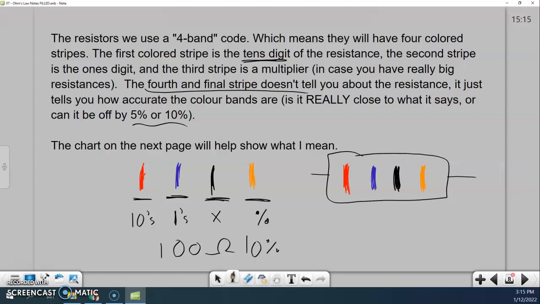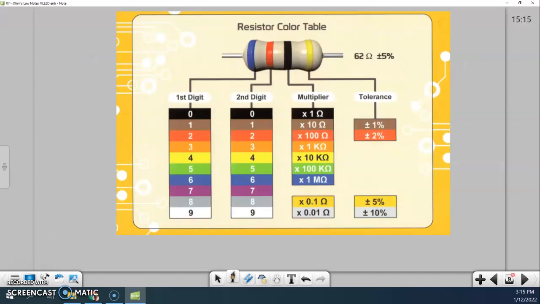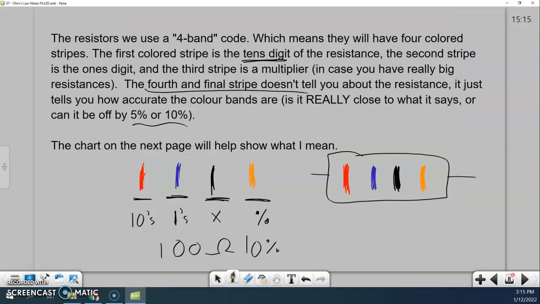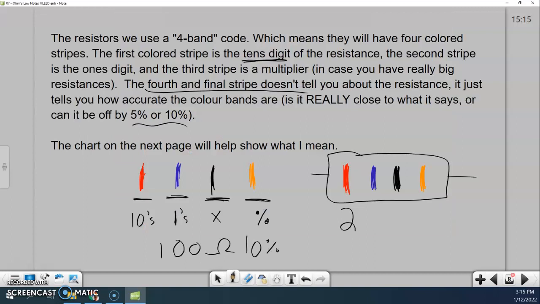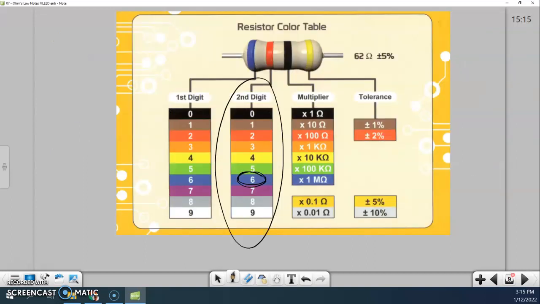Band number 1 is red. So you look at your first digit, and you'd say, okay, it's red. It's a 2. My second band is blue. Let's take a look. Second band is blue. Alright, it's a 6. The third band is black.